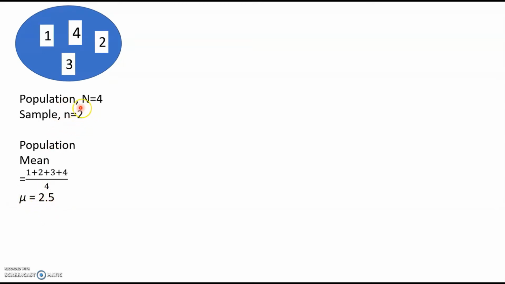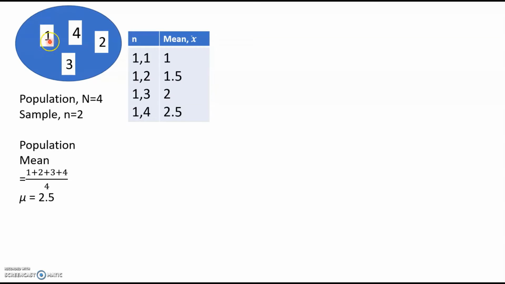Now let's start taking two samples and see what are the means that we can get from these samples. So let me start with 1 and the combinations of 1. The combinations of 1 would be 1 and 1. I'm considering a sampling procedure with replacement, which means the 1 can be replaced and it can come the second time also. So 1 and 1 is one possibility, 1 and 2 is the second possibility, 1 and 3 is the third possibility, 1 and 4 is the fourth possibility.